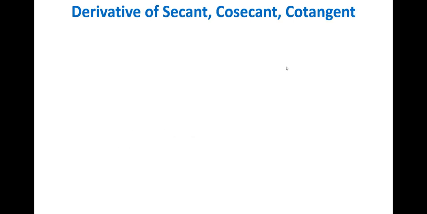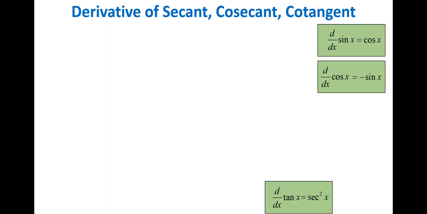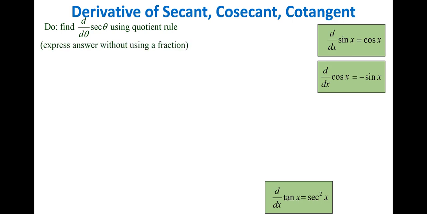To give you some practice using quotient rule, I'll put these 3 trig derivatives up, the 3 that you know so far. By the end of the slide, you'll know all 6. Take the time now to convert secant of theta into a fraction and then use quotient rule to find its derivative. And then in your final answer, use trig identities to convert it so that you don't have any fractions in your answer. Pause now.